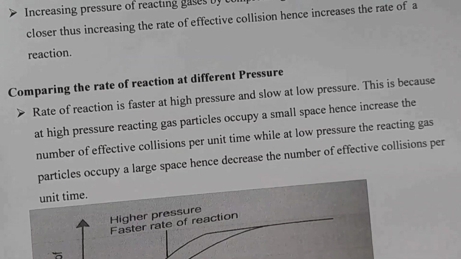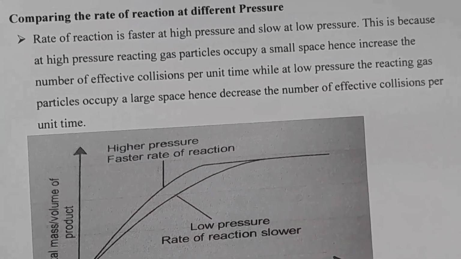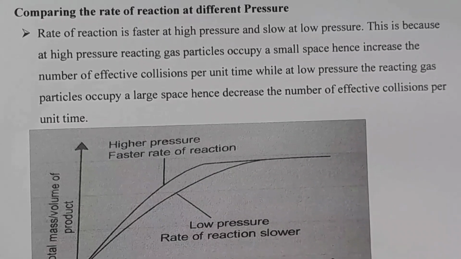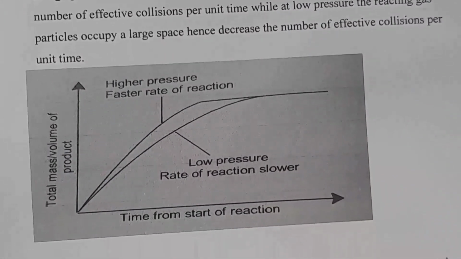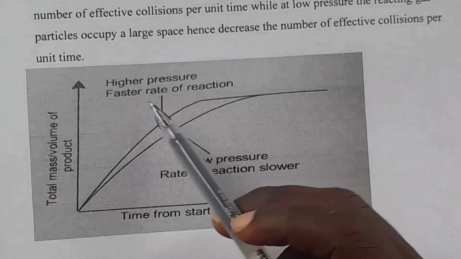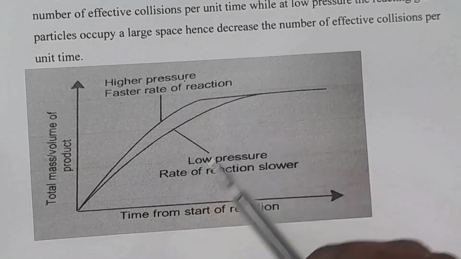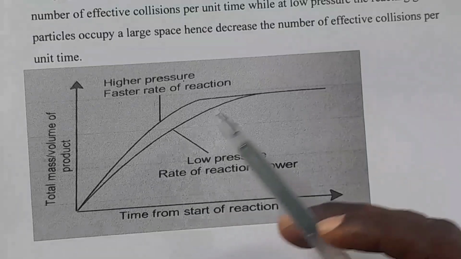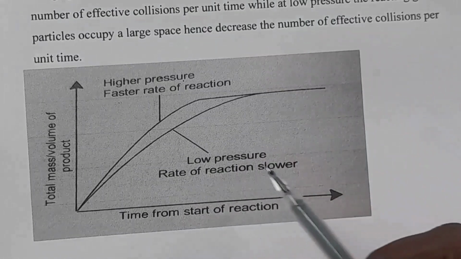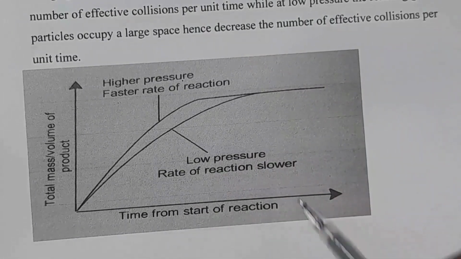Here we have two curves showing the comparison of the rate of reactions at different pressures. The one that is steeper has a higher pressure, hence a faster rate of reaction. The one with lower pressure has a lower rate of reaction.